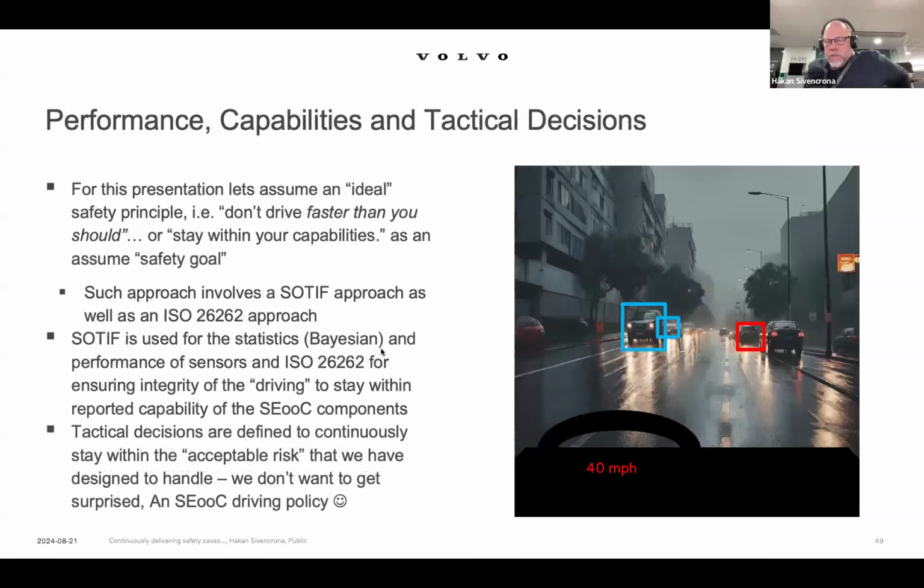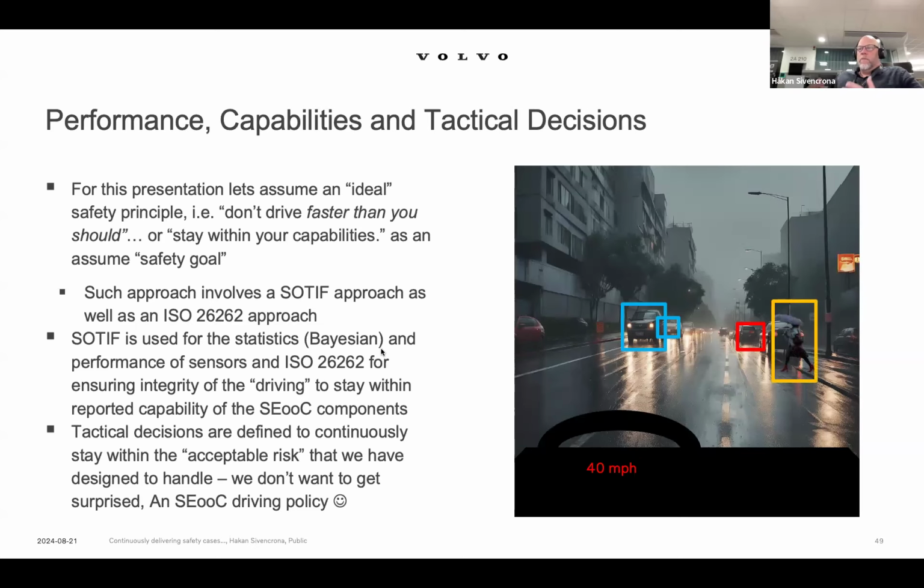But if we look at one real example in the ADAS now, we can just take an ideal safety principle: don't drive faster than you should. This is something that maybe an OEM would say, that we would like to have a system that drives safely. We have this as the safety goal: don't drive over your capability, drive safely. And of course, if you look at this picture, you would like to see something happening. Oh, there I see the pedestrian, right? And there actually the computer takes it.